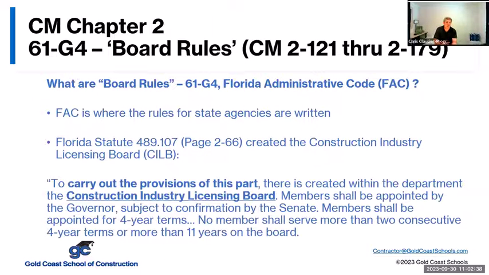Now to carry out, again, what are the board rules? To carry out the provisions of this part, there is created within the department the Construction Industry Licensing Board. Members are appointed by the governor. They're subject to confirmation by the Senate. Members shall be appointed for 4-year terms, and no member shall serve more than 2 consecutive 4-year terms or more than 11 years on the board.